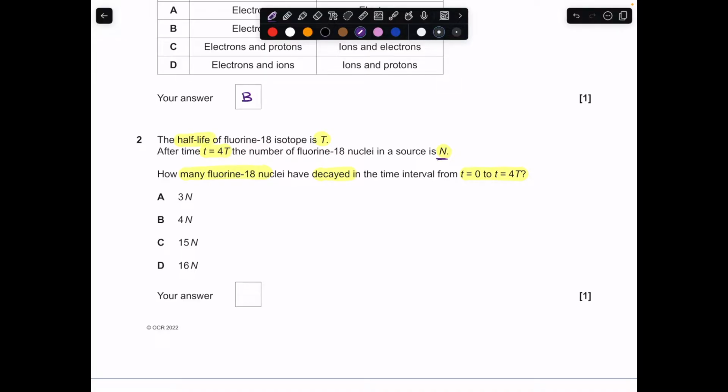You are going to have to start with 16N at the beginning. After the first half-life, or T, it will be 8N. After 2T, it will be 4N. After 3T, it will be 2N. And after 4T, it will be 1N left. So that means the number of nuclei that have decayed is going to be 16N minus 1N. So the correct answer will be C.